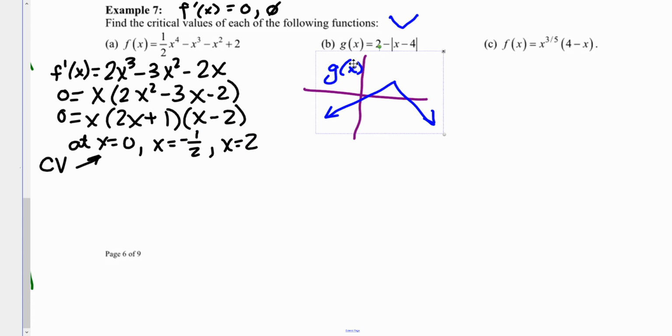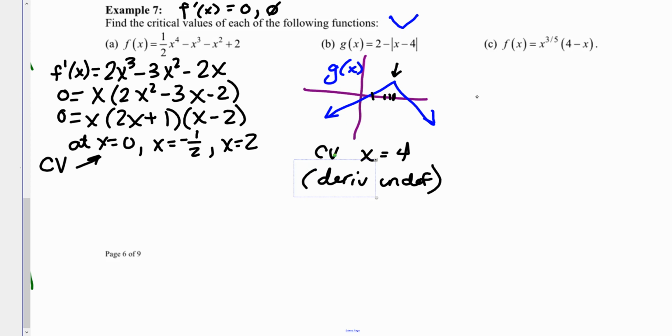So if you try to determine where the derivative would be 0 or where it would be undefined, it would be right there at that point. So that is our 1, 2, 3, 4. All right, so the critical values would be at x equals 4, and that's because the derivative would be undefined there.